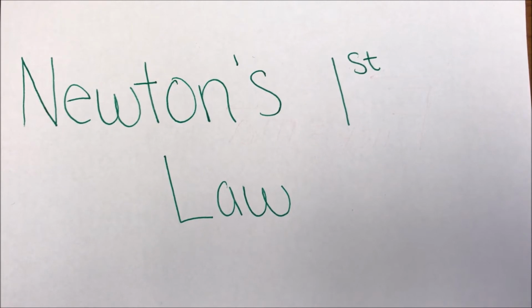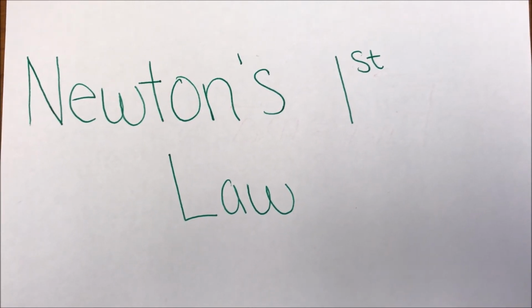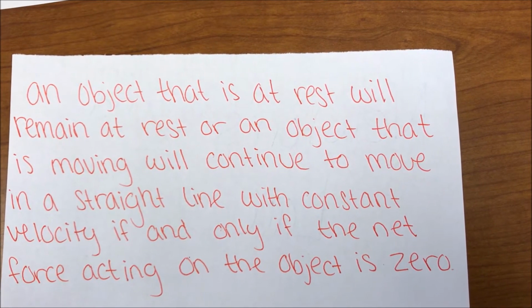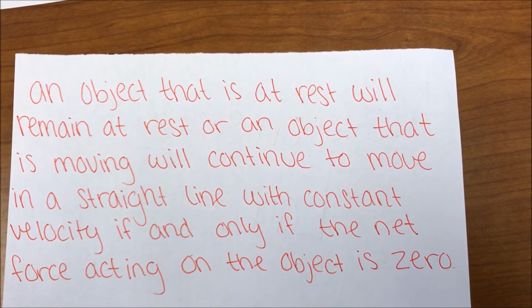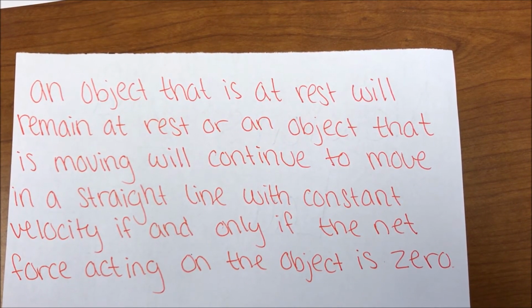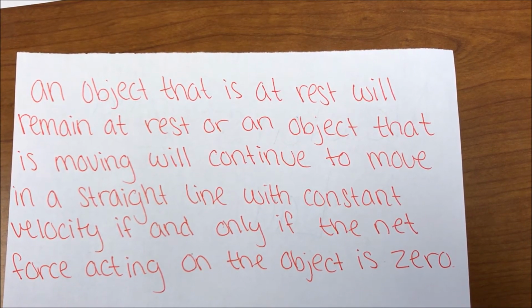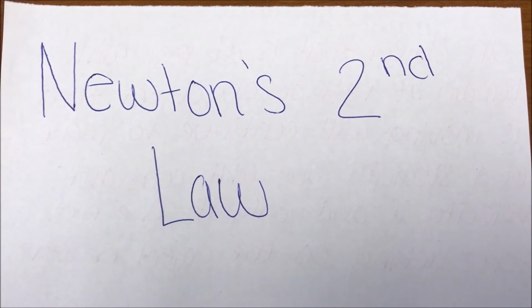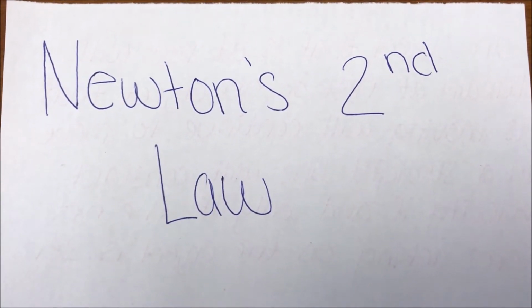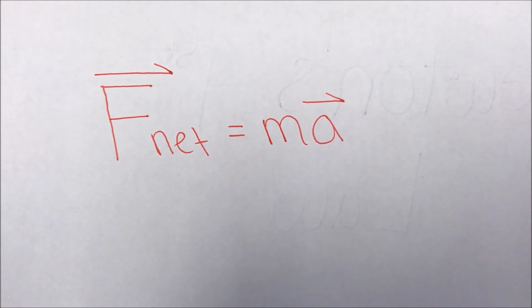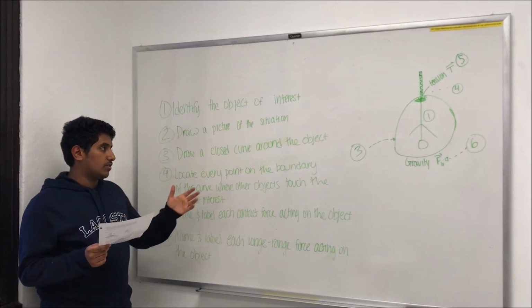When it comes to forces, it's important to understand the following two laws. The first law is Newton's first law. Newton's first law states, an object that is at rest will remain at rest, or an object that is moving will continue to move in a straight line with constant velocity if and only if the net force acting on the object is zero. The second law we need to know is Newton's second law. It states that the sum of all forces, known as the net force, is equal to the mass times the acceleration.